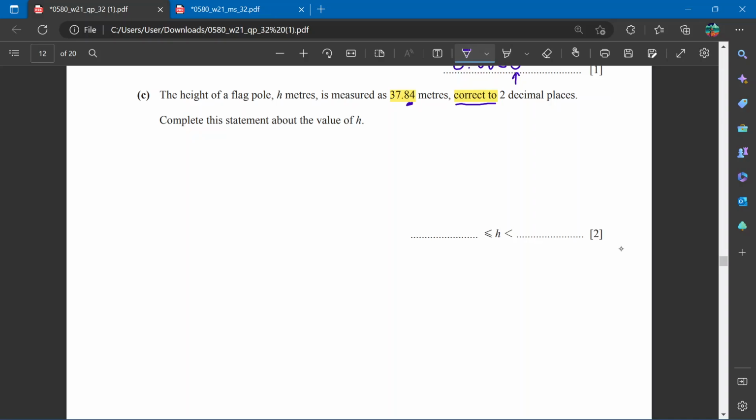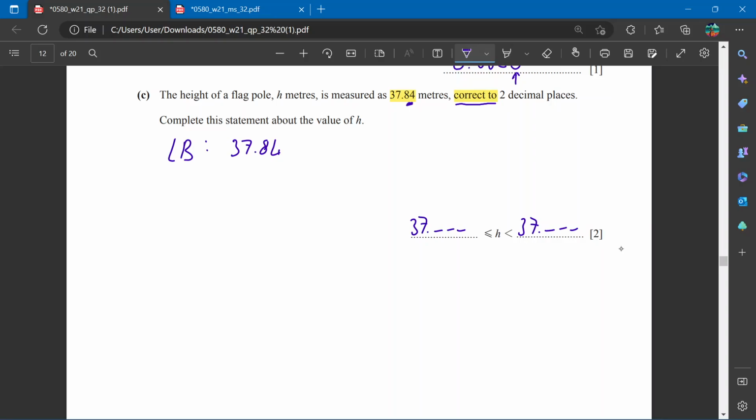Okay, meaning it's probably going to be 37.123, three numbers. What is that? Okay, the first thing we need to work out here is called the lower bound. And how do we find that? We need to take this number, 37.84. We need to find the lower bound.